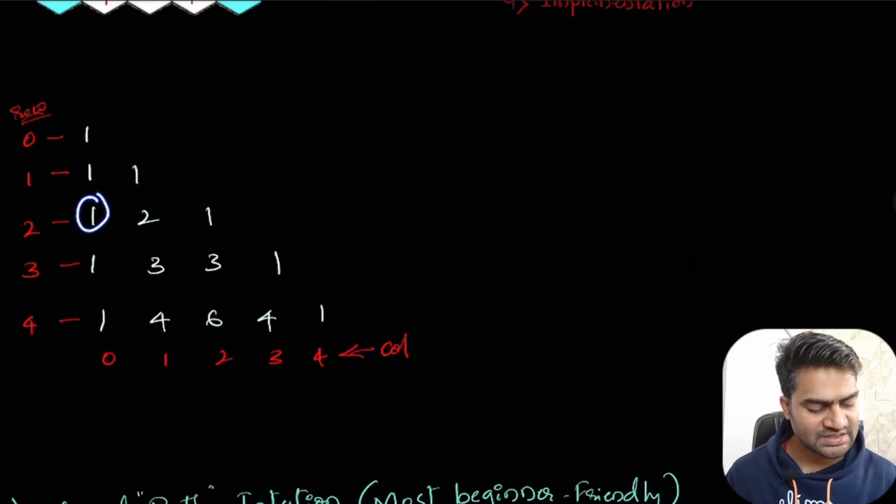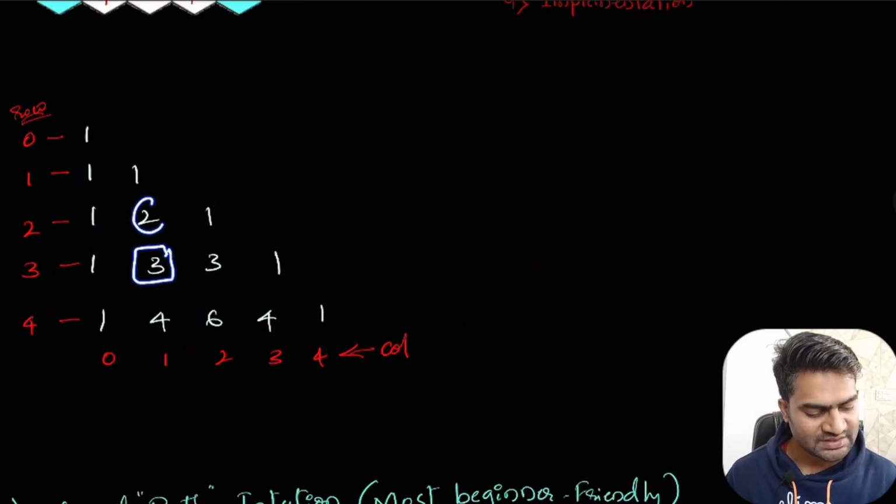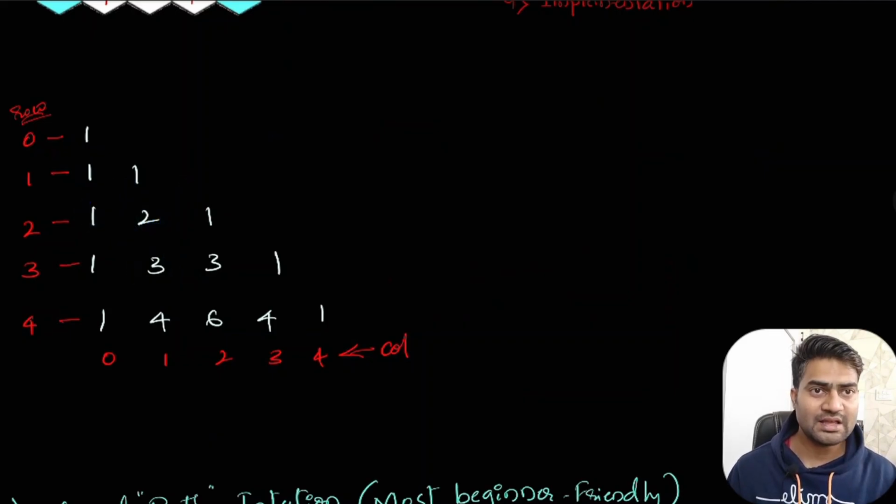You can always ignore the first number and last number. Now if you want this number, it is the sum of this number plus this number. Why? Because this number can be reached in so many ways, and this can be reached in so many ways. And to reach me, it is the sum of these, because I can reach from here and I can reach from here. So the sum of this and this. This is the simple intuition behind this particular problem.